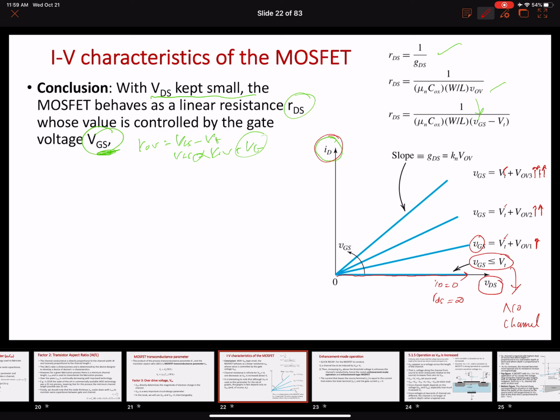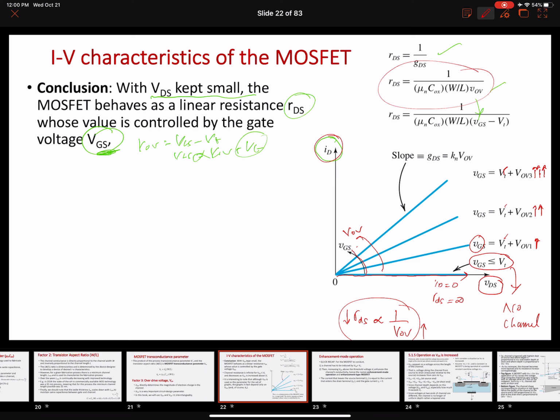And we know that our RDS is inversely proportional to the overdrive voltage. We just said that earlier. Or over here you can also see it. Okay, so as we are increasing now the overdrive voltage, our resistance is being reduced, right? So as we are increasing this overdrive voltage from here to here, so this is also equal to overdrive voltage. As we are increasing the overdrive voltage, the resistance is being reduced, right? And the slope is being increased.